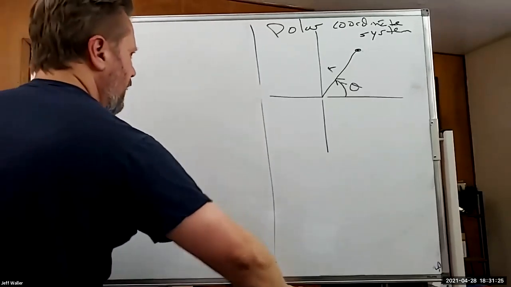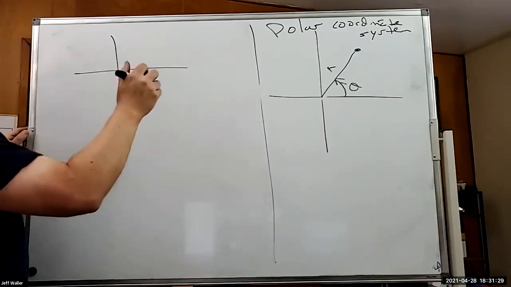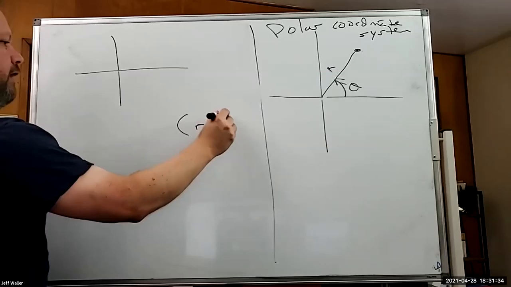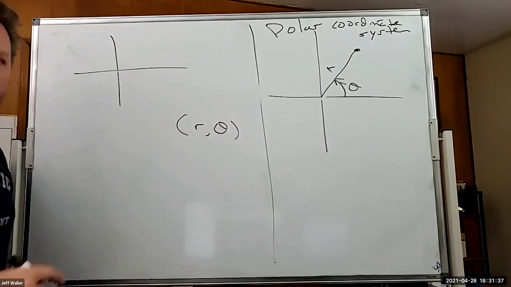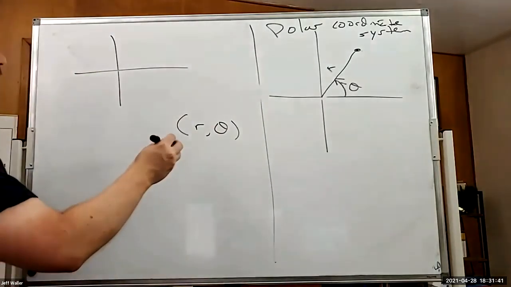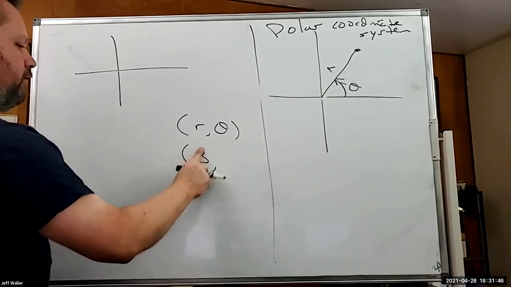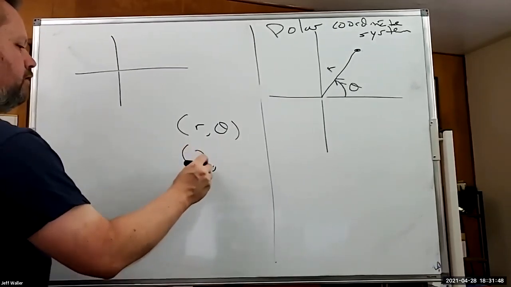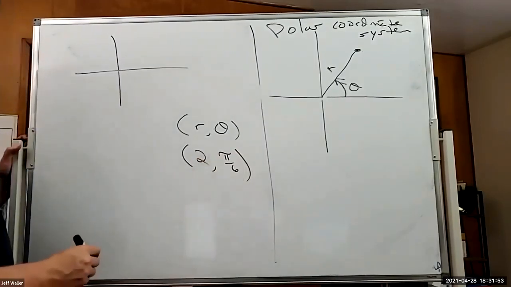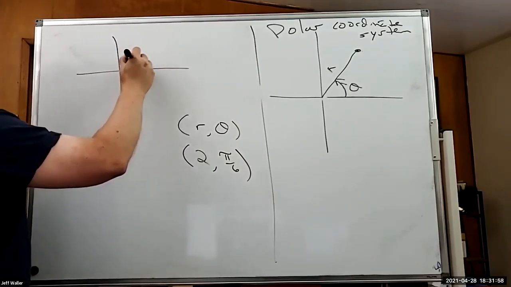So if I have a point, let's see, how do I say this? A point in polar coordinates is r, theta. Like in rectangular, it's x, y. In polar, it's r comma theta. So what if I told you I had this point: 2, pi over 6? Which means I have to turn pi over 6 and then walk out 2.